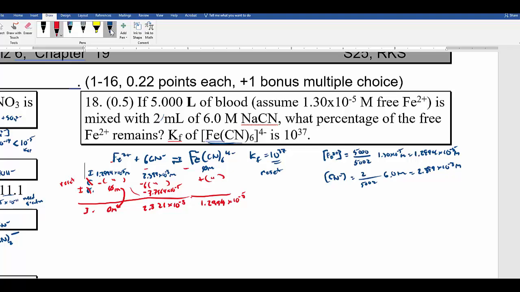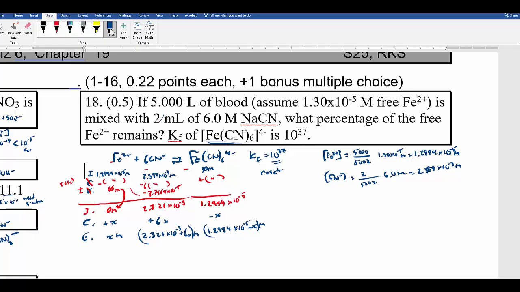Okay, now we'll go ahead and proceed. And so the change is going to be plus x. This is not s, by the way. Plus x, plus 6x, minus x. And so at equilibrium, we're going to have x molar here, 2.321 times 10 to the minus 3 plus 6x molar, and 1.2994 times 10 to the minus 5 minus x molar. All right, the Kf is going to equal the concentration of the products over the concentration of the reactant. So this is why I didn't use a square bracket here.